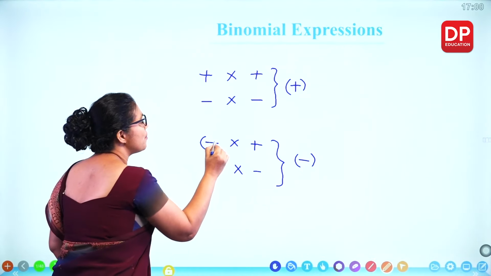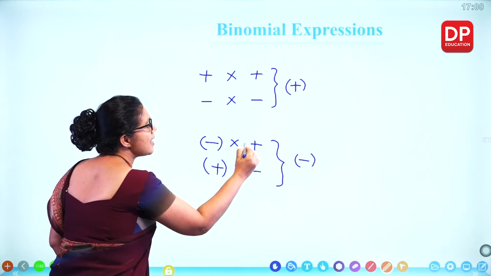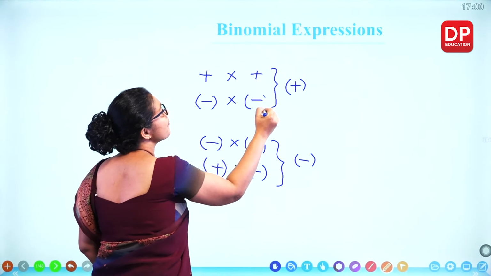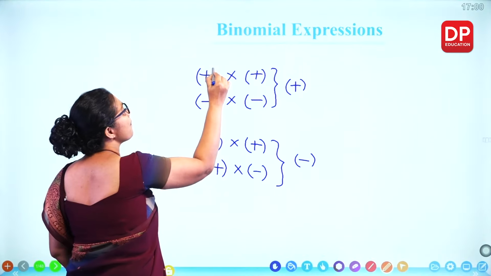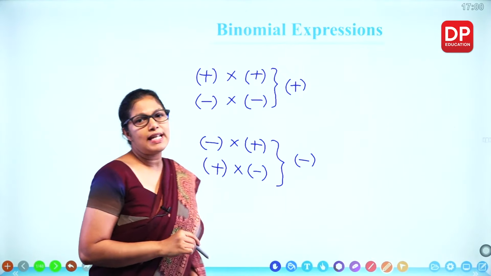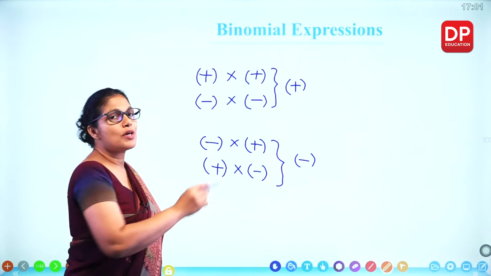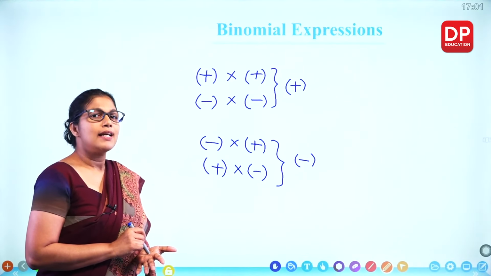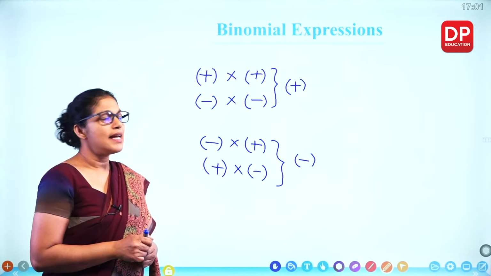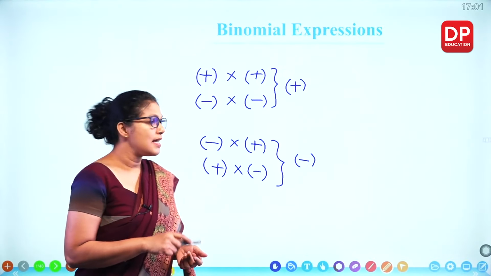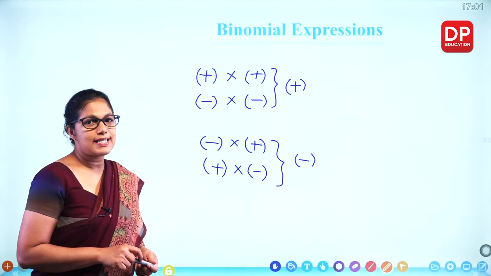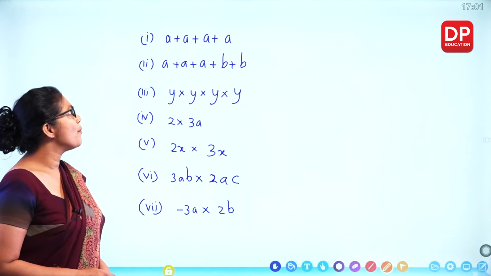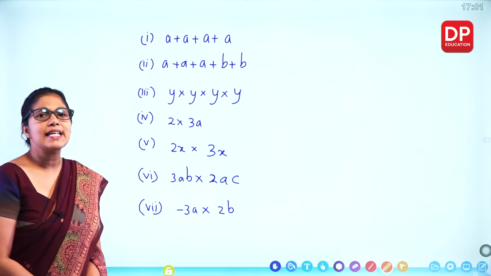Here I'll put brackets to recognize these signs. This is really important in algebra. Make sure that when you have two numbers with the same sign, you will get a positive answer, and when you have two different signs, you get a negative answer. We'll look at some examples that you have done before. These are basic algebra.